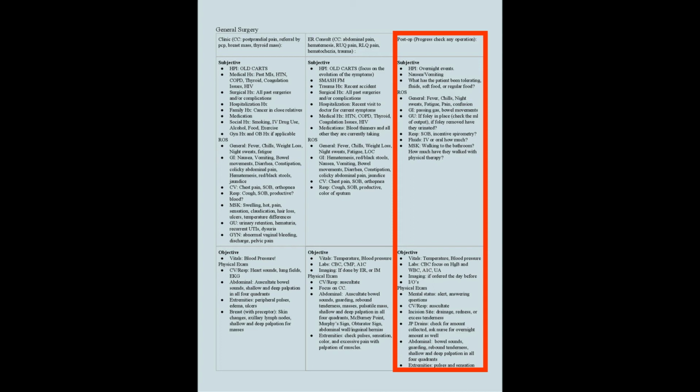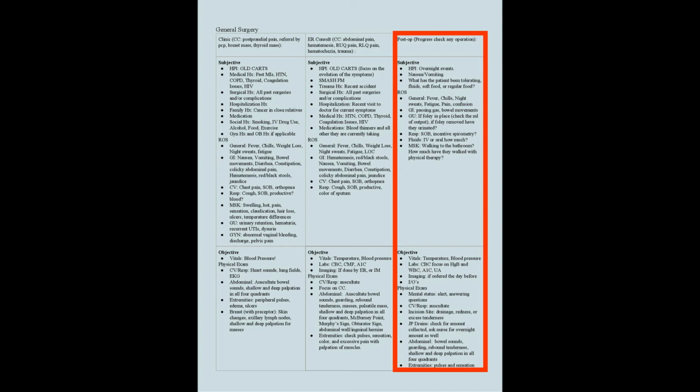Again, abdominal exam, really focus on bowel sounds. Are they guarding? Any acute tenderness? Deep palpations, same good stuff. And always check their pulses and sensation in their extremities, especially after they've been in bed, to check for any DVTs or anything like that.